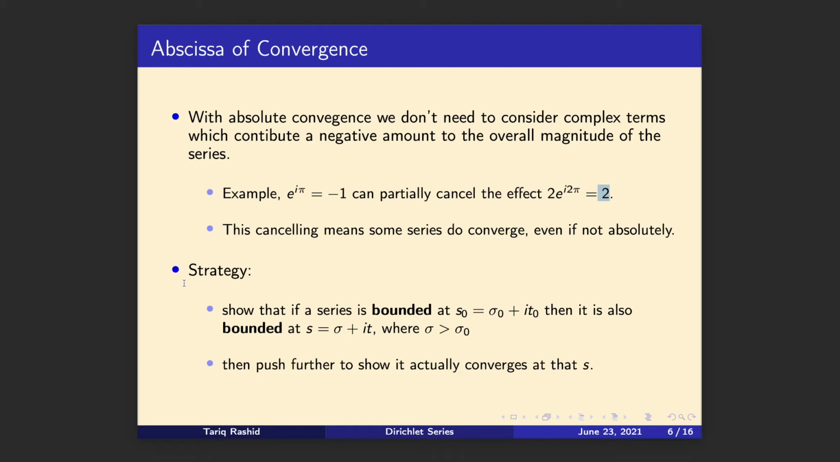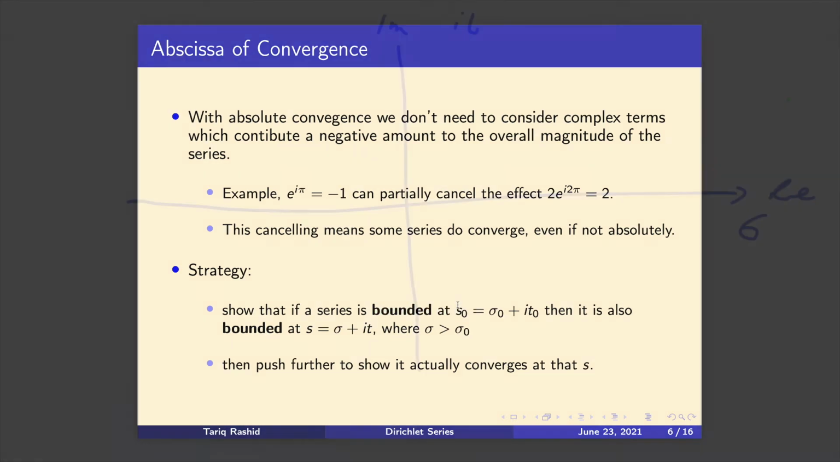So what's our strategy then? Before we dive into the algebra, it's useful to see what the overall plan is. We're going to show that if a series, and this time remember we're not talking about each term replaced by its magnitude, we're dealing with a more difficult case where there are either negatives or other complex numbers, is bounded at an S, then it's bounded to the right of that S. And then we're going to push a little further to show that at this S to the right of S0, it actually converges. That's our overall strategy, and it starts with the condition that it's bounded at S0.